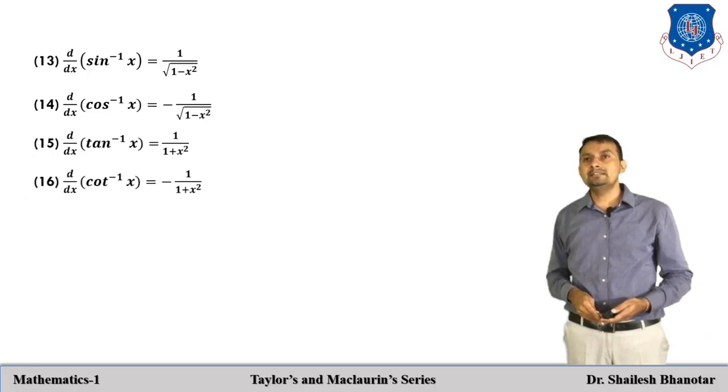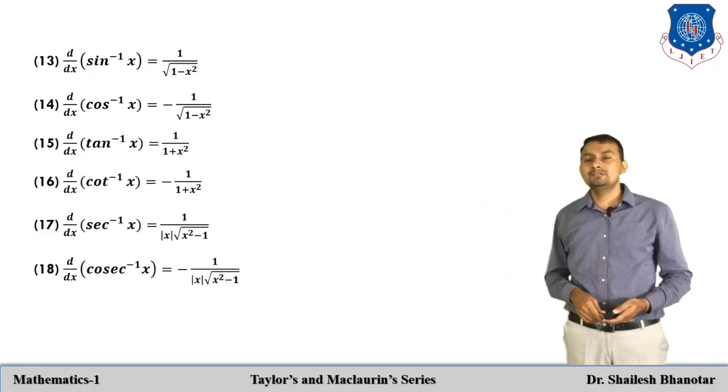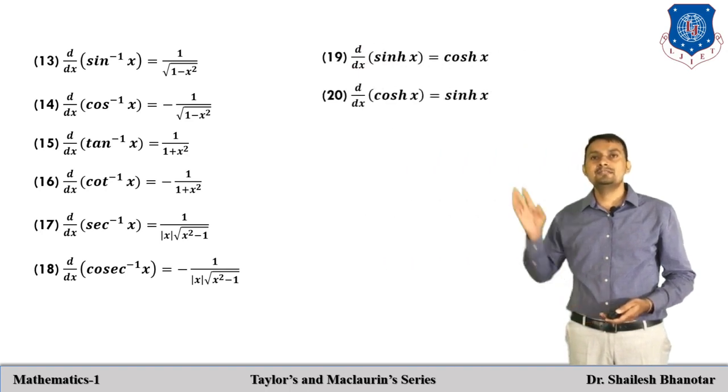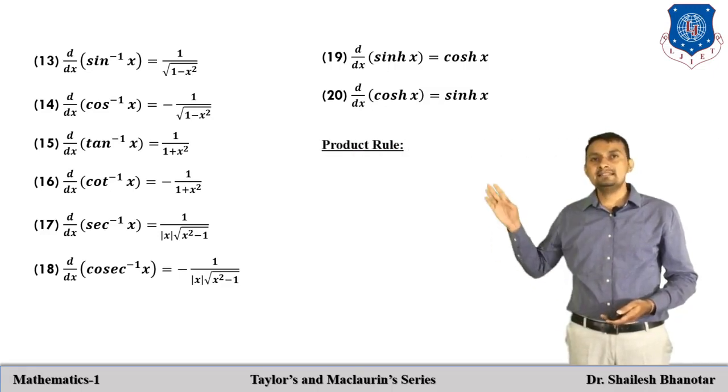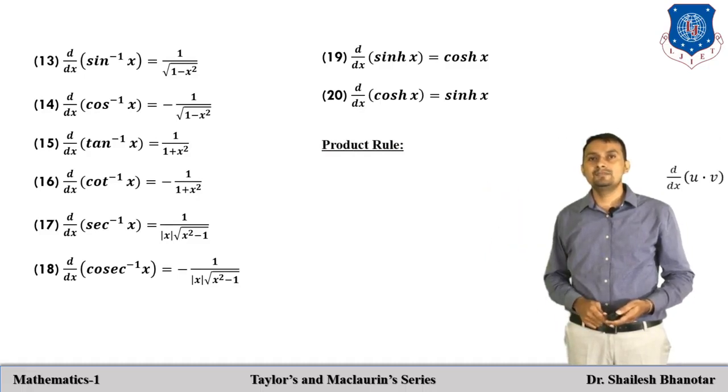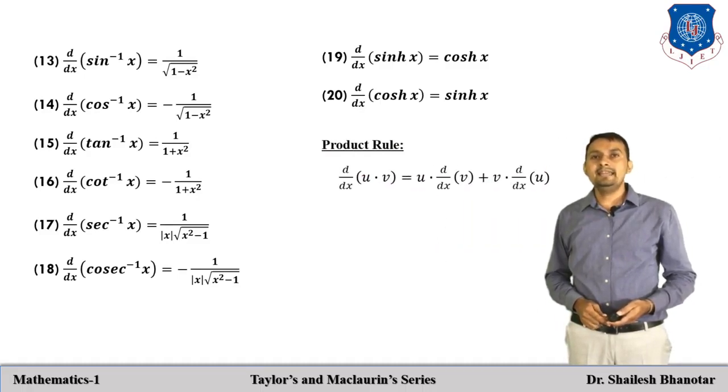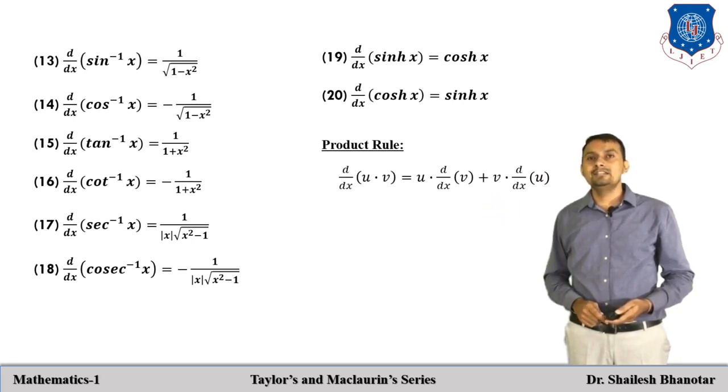So, I am not going to discuss all these formulas, but you all are familiar with them. d by dx of sinh x is equal to cosh x, and d by dx of cosh x is equal to sinh x. And this is the product rule for the derivative. d by dx of u into v, where u and v are functions of x, becomes u into dv by dx plus v into du by dx.